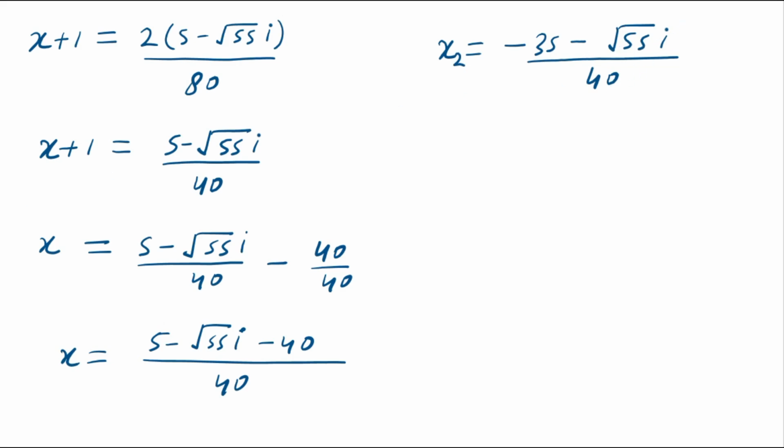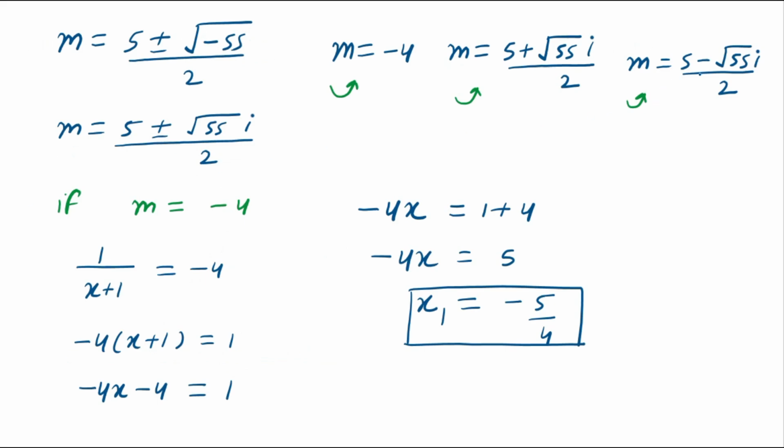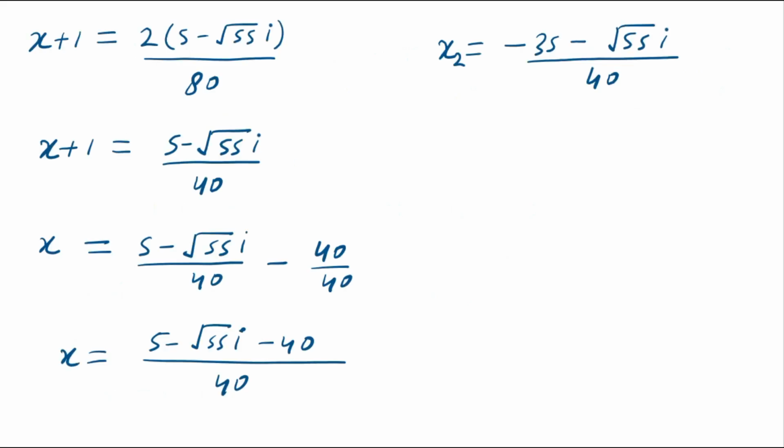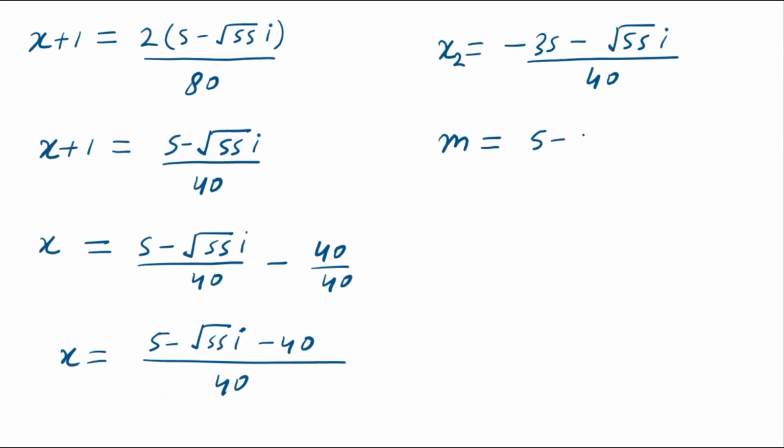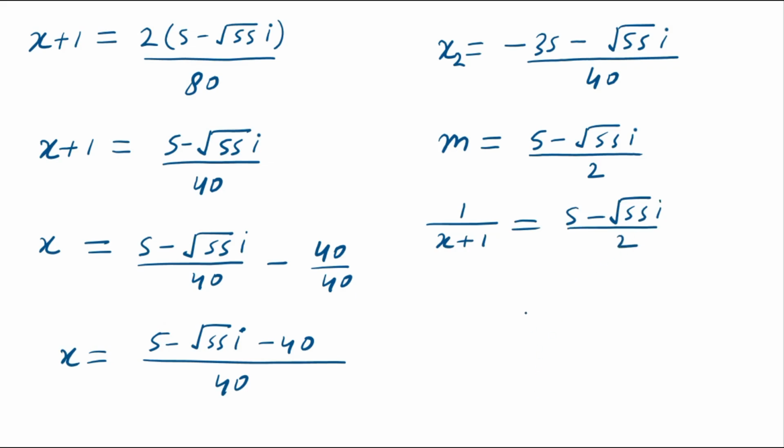Now, the third value of m is 5 minus square root of 55 times iota divided by 2. m equals 5 minus square root of 55 times iota divided by 2, where m is replaced by 1 over x plus 1. If we take the reciprocal of both sides, then the value of x plus 1 equals 2 over 5 minus square root of 55 times iota.